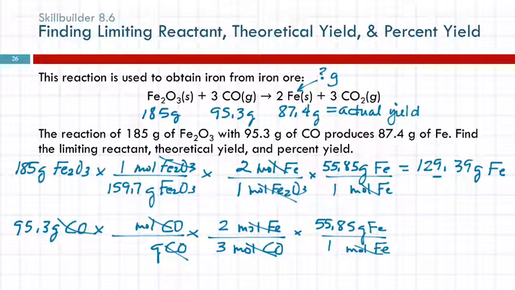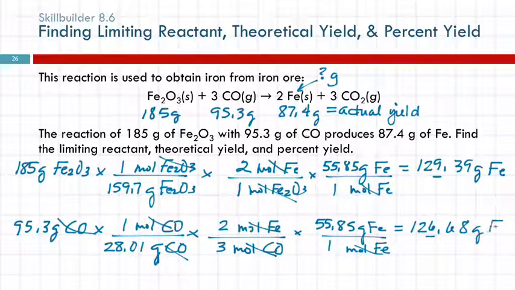Then here I need the molar mass of carbon monoxide, which is 12.01 plus 16, 28.01. That's a G. 95.3 divided by 28.01 times 2 divided by 3 times 55.85 equals 126.68 grams of iron.